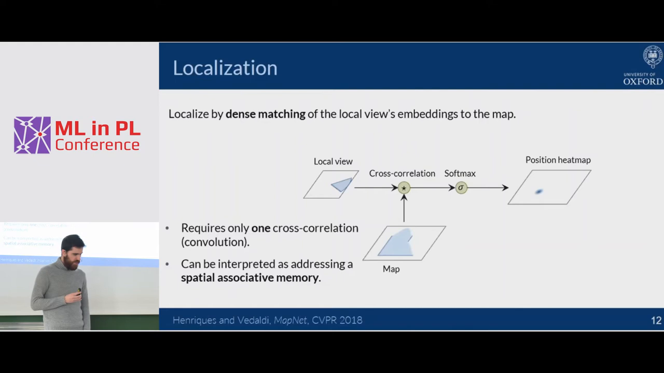So this might seem a bit heavy, but these operations are complete, parallelizable, and optimized like crazy in these frameworks. So this is really one of the fastest things you can do. This can also be interpreted as addressing a spatial associative memory. You're given a query, which is your local view, and you're trying to find where in the memory it corresponds to, where searching the memory is equivalent to looking at different 2D coordinates on the spatial grid. And that gives you a position heat map.